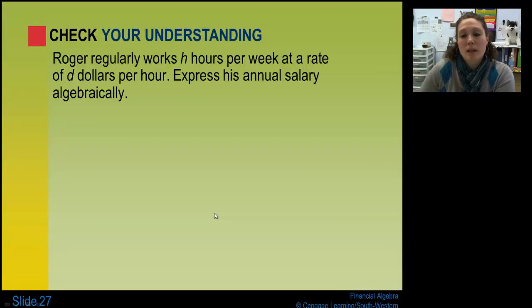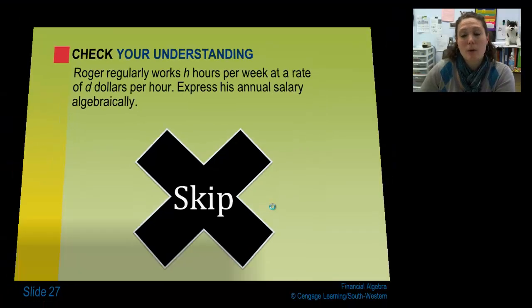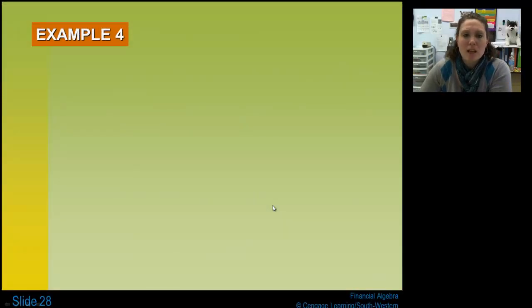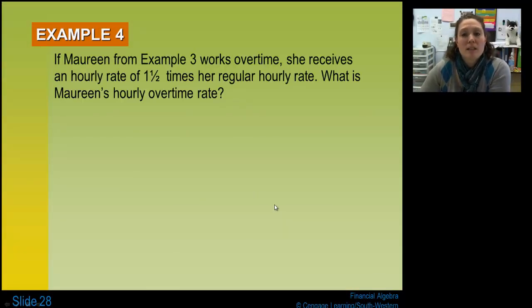Check your understanding. We're going to go ahead and skip this question, so please write skip on all these that say skip. Example 4, if Maureen from example 3 works overtime, she receives an hourly rate of 1.5 times her regular hourly rate, or called time and a half. What is Maureen's hourly overtime rate?